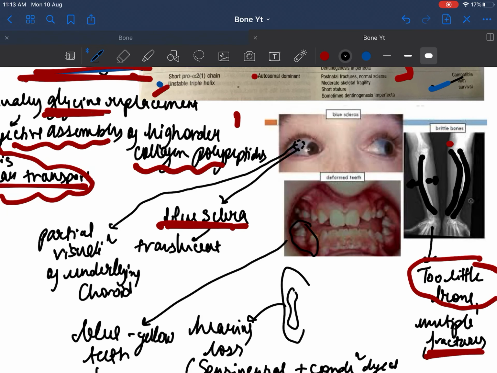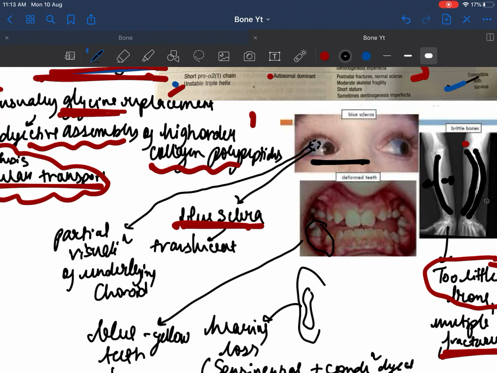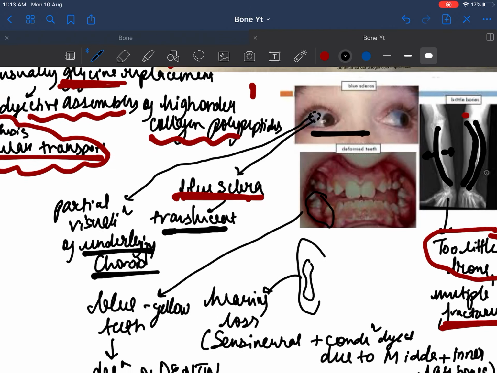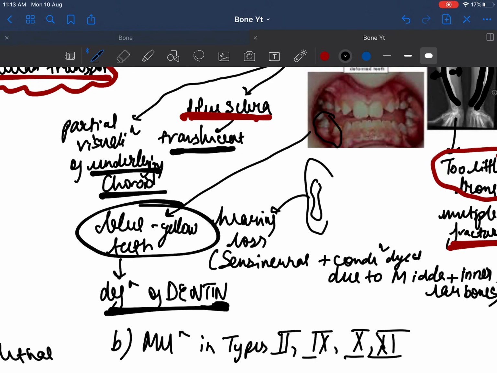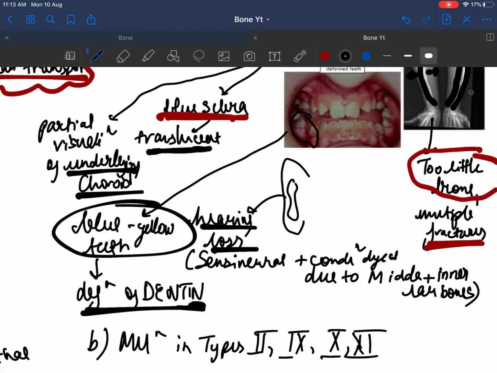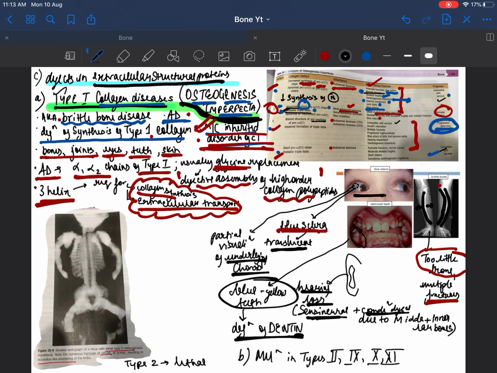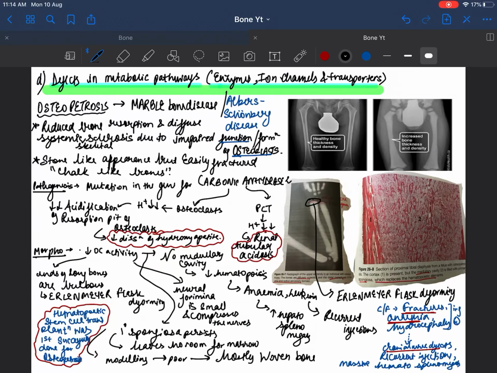Also there is a blue sclera, which is actually translucent, and because of this translucency we can appreciate the underlying choroid in some cases. And the person will have blue-yellow teeth due to deficiency of dentine, and hearing loss, which we have already discussed. It's sensorineural, plus there are conduction defects also. There is another type of disease which has problems in type 2, type 9, type 10, type 11 collagen, but it's not very important, so we'll not discuss it.